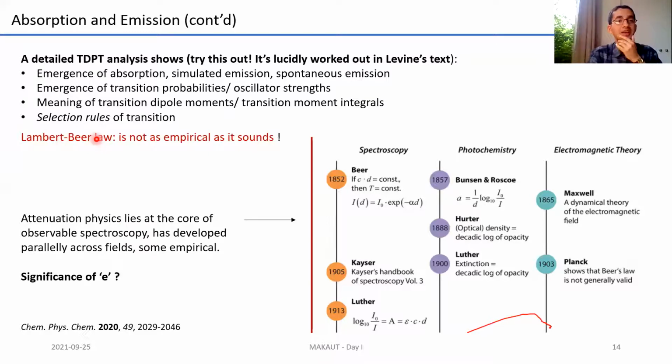So this is why I've put a word that the Lambert-Beer law is not as empirical as it sounds. For example, you've always read about Lambert-Beer as an empirical law where the absorbance is epsilon c l, right? I'll be coming to this a little bit later. This was developed as an empirical law indeed, but there is a theoretical basis which you can use to understand this law.